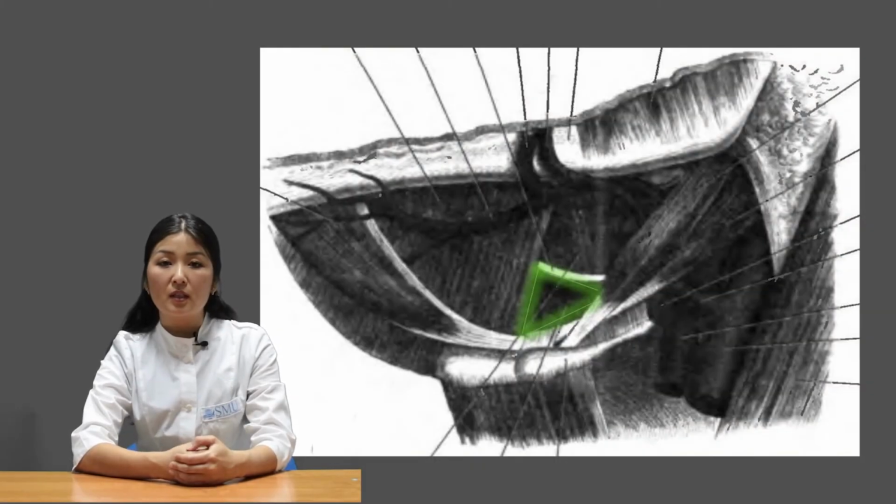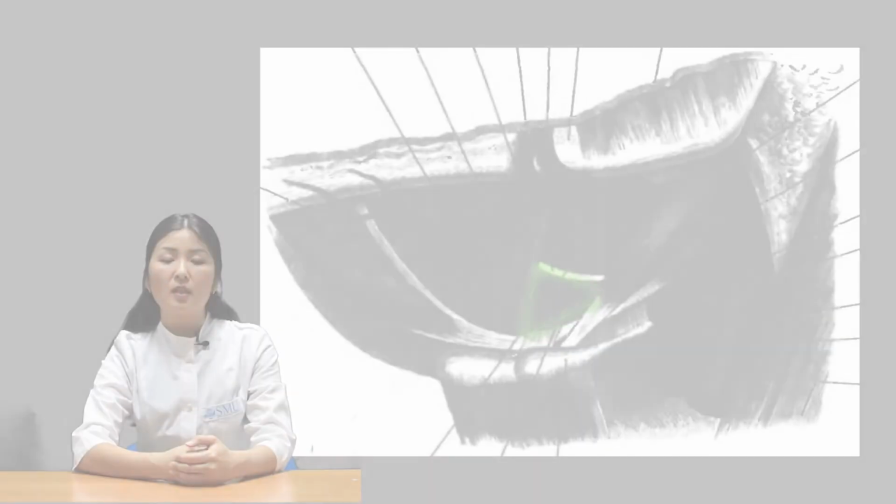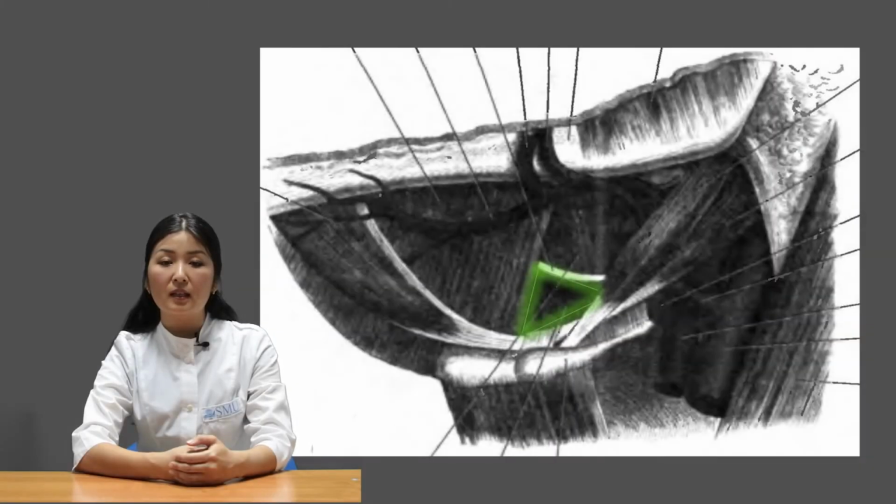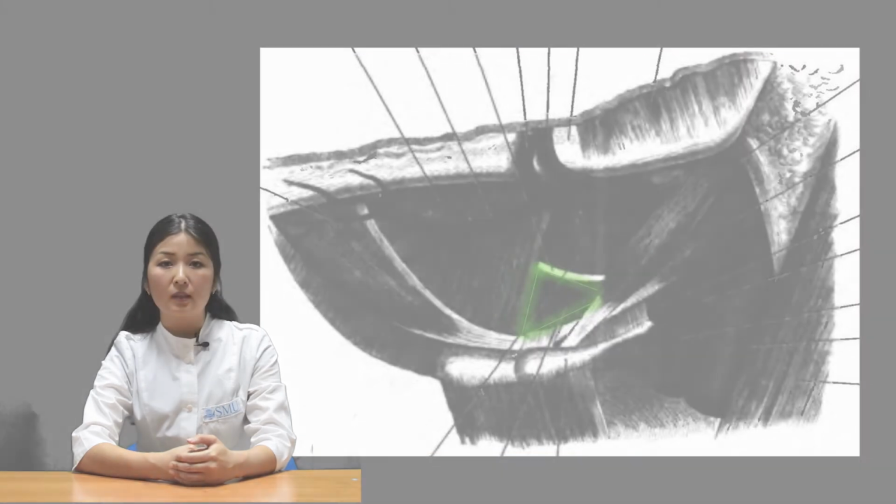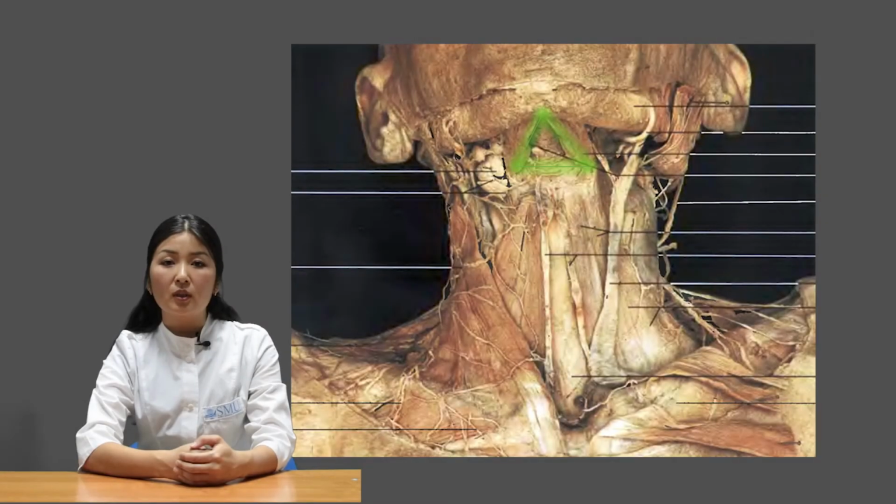Pirogov's triangle. The triangle is bounded anteriorly by the posterior edge of the mylohyoid muscle, superiorly and inferiorly by the posterior belly of the digastric muscle, and superiorly by the hypoglossal nerve. The bottom of the triangle is formed by the hyoglossus muscle. Submental triangle, the boundaries of which are the anterior belly of the digastric muscles and the body of the hyoid bone.